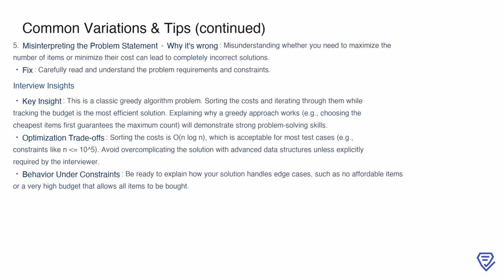When discussing optimization, note that sorting the costs takes O(n log n), which is acceptable for input sizes up to 100,000. Overcomplicating the solution with advanced data structures is unnecessary unless the interviewer explicitly asks for it. Additionally, make sure you can articulate how your solution handles edge cases, such as when no items are affordable or when the budget is so high that all items can be purchased. This demonstrates that your approach is robust and well thought out.